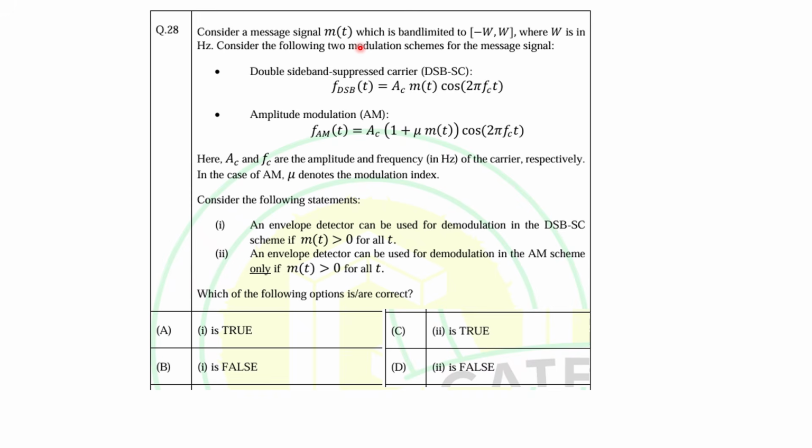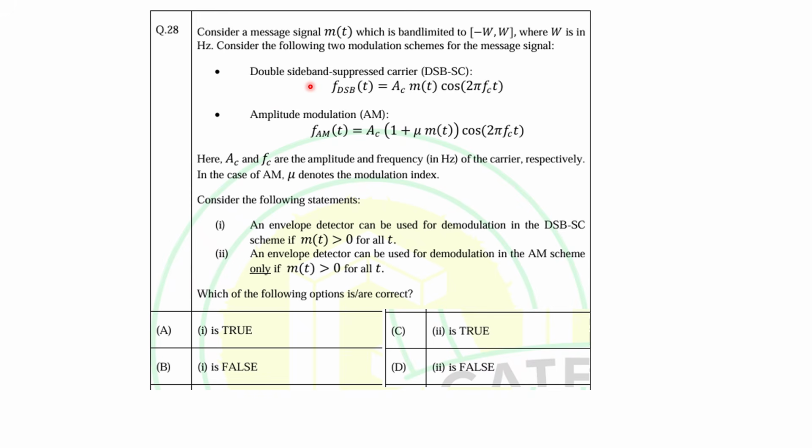What is the meaning of band limited? It means it has a fixed bandwidth in this range. The message has information only in this range of frequencies. Out of this range of frequencies, the message doesn't contain any information. That is the meaning of band limited, right?